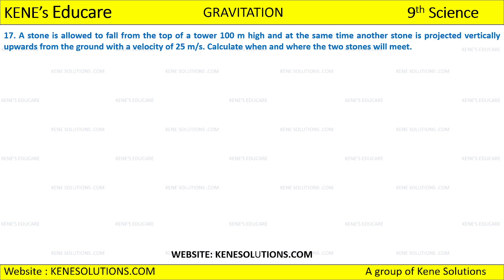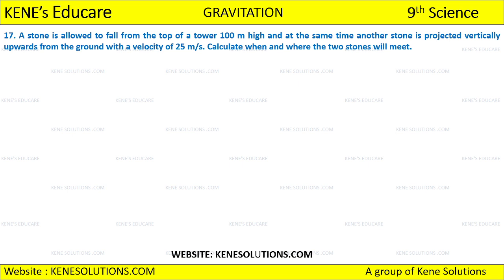Then we have the question: a stone is allowed to fall from the top of a tower 100 meter high, and at the same time another stone is projected vertically upward from the ground with a velocity of 25 meter per second. Calculate when and where the two stones will meet. So over here you will be using the initial velocity, you will keep it 0.